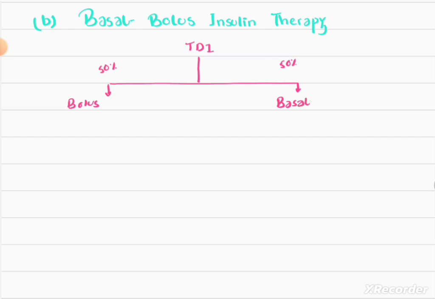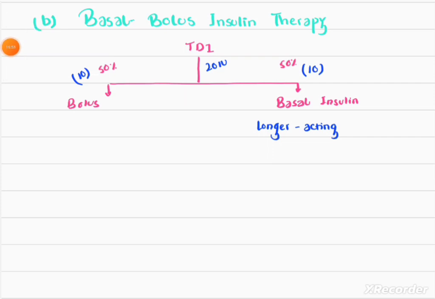Now the basal insulin is quite easy, so we'll cover it first. The basal insulin is usually a longer acting insulin formulation, and it could be Glargine, Detemir, or Degludec. Let's say the person has a total daily insulin requirement of 20 units, so we'll give 10 units in the bolus form and the rest of the 10 units as the basal insulin.